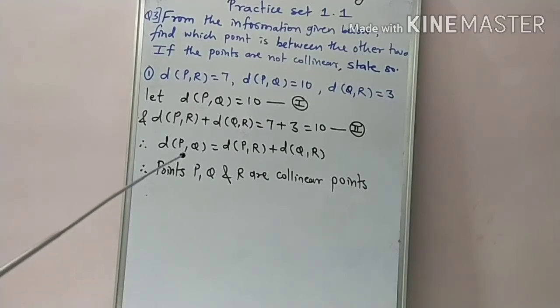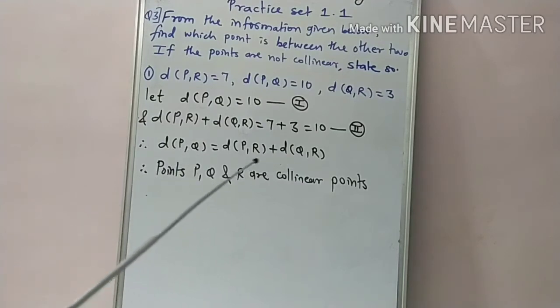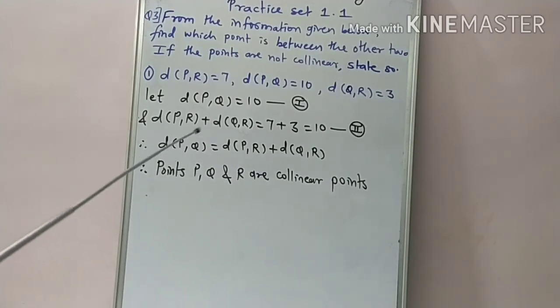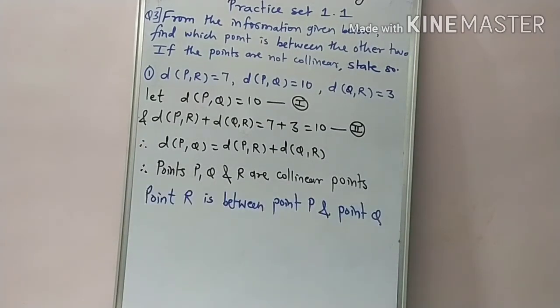Now we have to decide which point is between the other two. The longest one is PQ, so the point missing there is R, meaning R lies between P and Q. Or from the right hand side also you can decide which point lies in between: R is common to both, so R lies between P and Q. So we write here: point R is between point P and point Q, like this. You have to write the example like this in the exam. Okay students, now we try the second one.